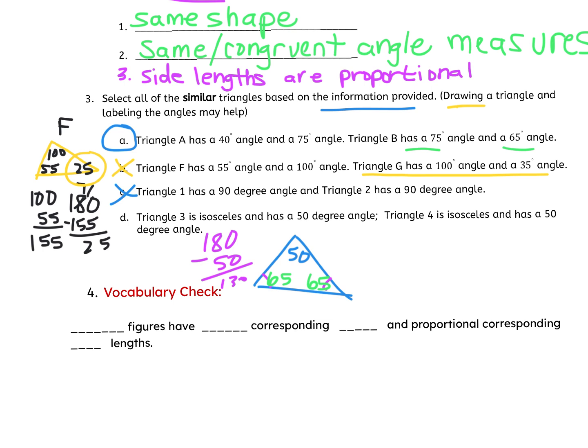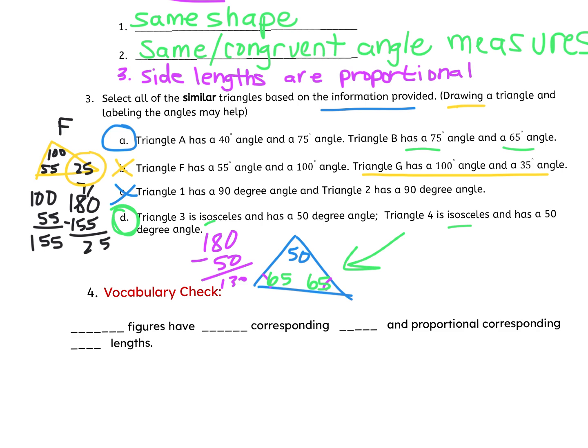Okay, triangle 4 is isosceles and it has a 50-degree angle. I mean, if it's isosceles and it has a 50-degree angle, it would also look like this. So I'm going to say yes, these are similar, same three angles would have the same degrees.